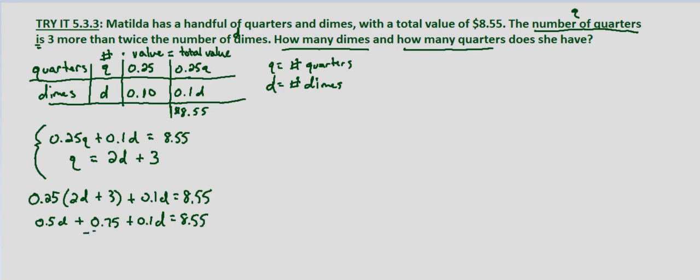8.55. I'm going to subtract 0.75 from both sides and combine like terms at the same time. So minus 0.75. And then 0.5D plus 0.1D is 0.6D equals 8.55 minus 0.75, which is 7.8. And if we divide both sides by 0.6, we get D equals 13. So there are 13 dimes.